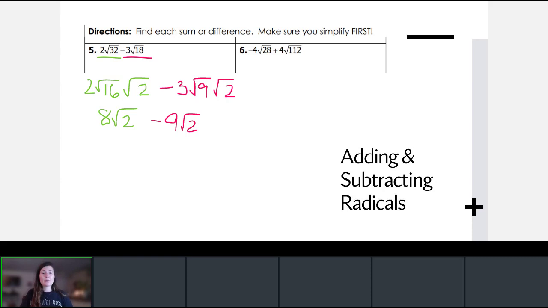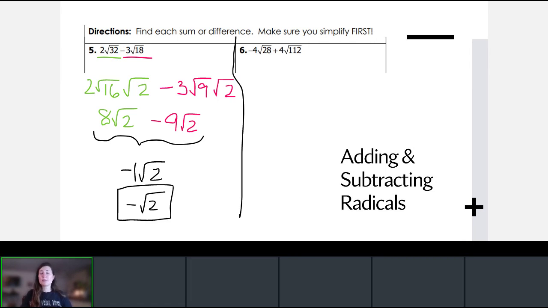So we have 8 root 2 minus 9 root 2. 8 minus 9, that's negative 1 root 2. And of course, we do not need to write the 1 out in front, but that negative is important. So negative root 2.